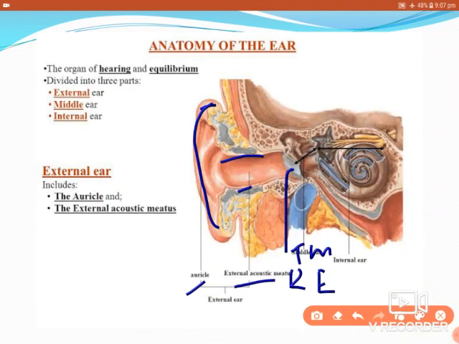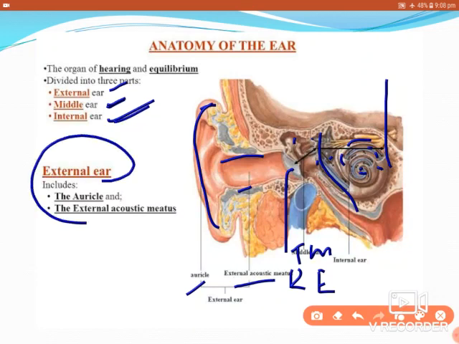Medial to the tympanic membrane, you can see the ear ossicles, part of the middle ear. Then medialmost, you can see the semicircular canals with the cochlea, which form the internal ear. So the ear is divided into the external ear, middle ear and internal ear. We'll see the features of the external ear, which includes the auricle, the external acoustic meatus, and the tympanic membrane, which separates the external ear from the middle ear.